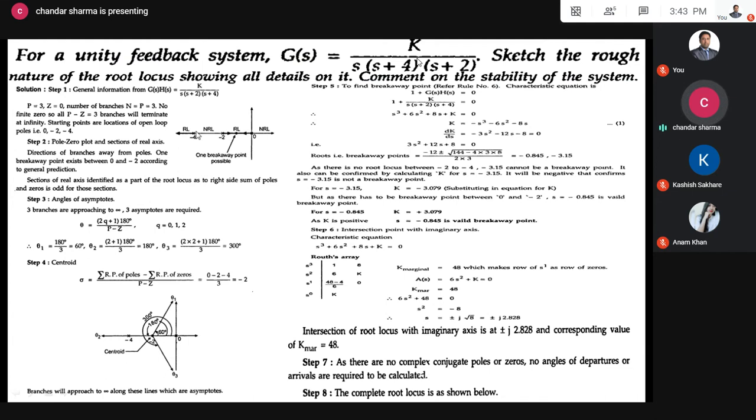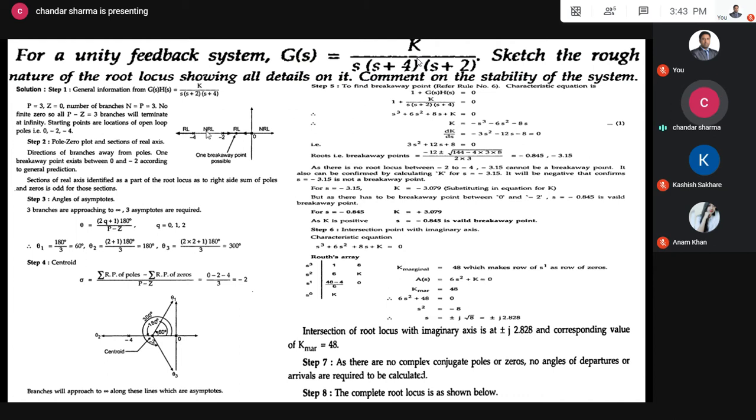तो रूट लोकस कहाँ से स्टार्ट होगा? रूट लोकस पोल से स्टार्ट होगा, और टर्मिनेट कहाँ पे होगा? टर्मिनेट होगा 0 पे. Root locus will start at poles of G(s)H(s), and it terminates at zeros.